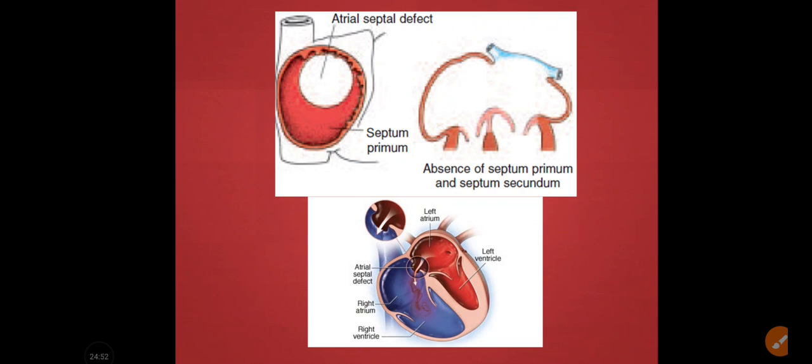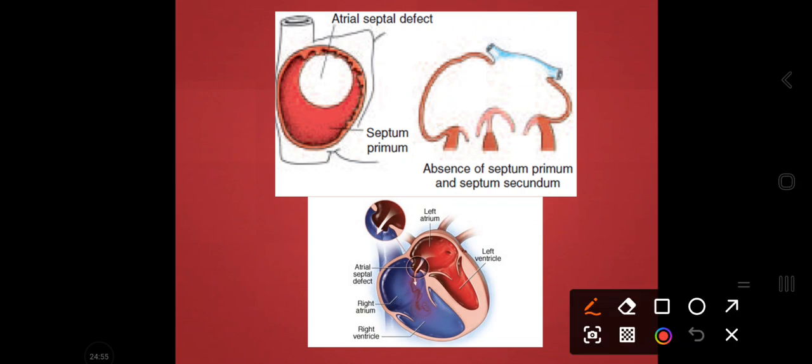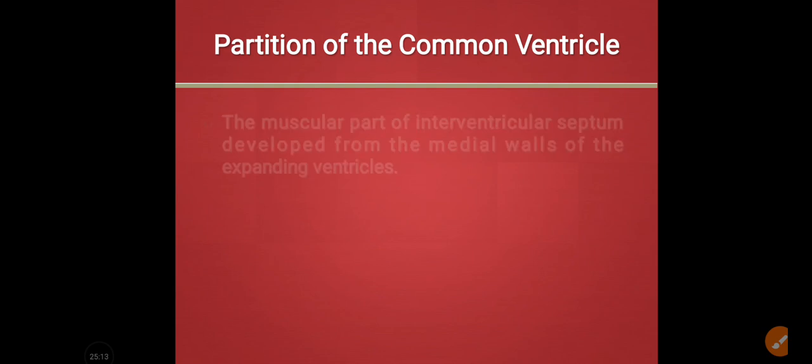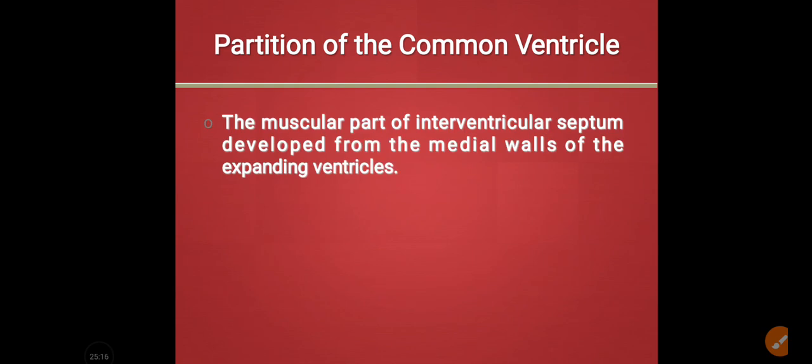Here is the atrial septal defect or common atria due to failure of development of septum primum and septum secundum. Partition also forms between the right ventricle and left ventricle. This partition has two parts, muscular part and membranous part.